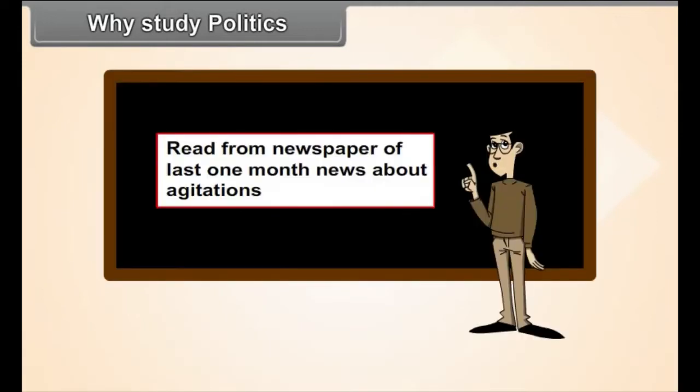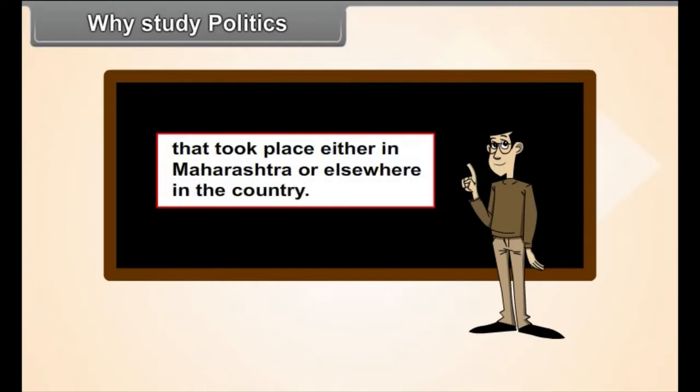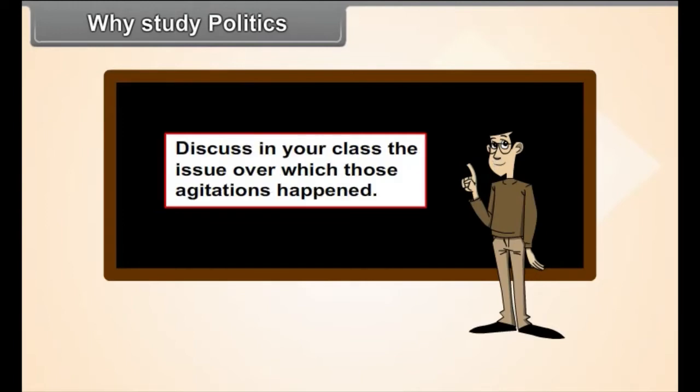Activity. Read from newspapers of the last one month news about agitations that took place either in Maharashtra or elsewhere in the country. Discuss in your class the issues over which those agitations happened.